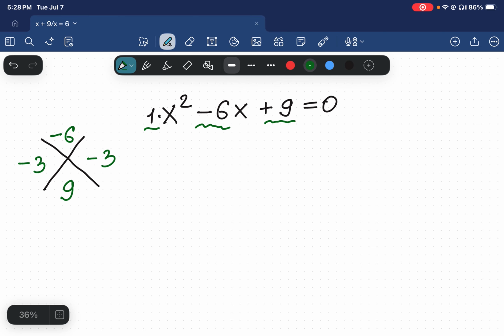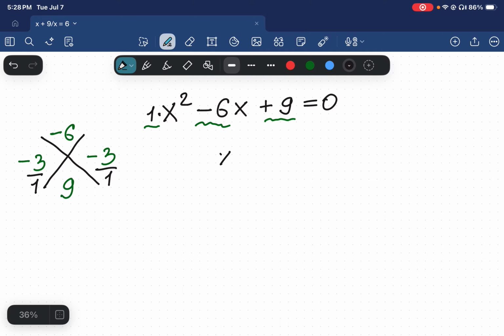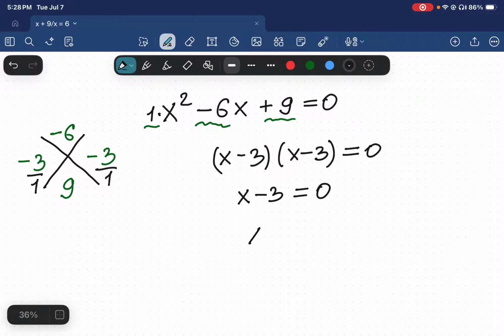Now we actually need to divide those numbers by our a. Our a is 1, so we can just skip this step, but I will show you just in case when your a is not 1. Now we have (x minus 3) multiplied by (x minus 3), two repeated factors, equals 0. And by zero product property, x minus 3 equals 0, or x equals 3. The same result.